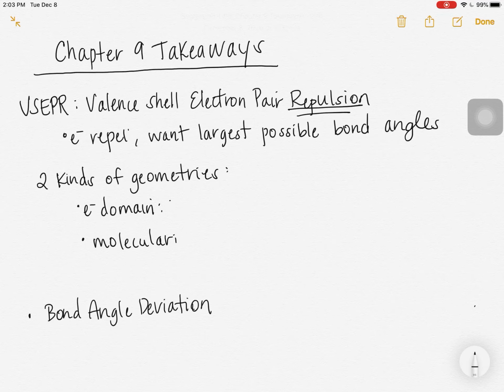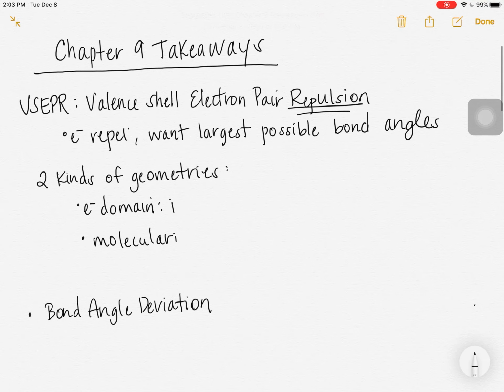an acronym. Of course, it stands for valence shell electron pair repulsion. If we had to pick the best or the most important word in that, it would be the R for repulsion. So basically, we say that the governing idea of VSEPR is that electrons repel each other, and they want to be as far apart as possible. So they're going to want to achieve a geometry with the largest possible bond angle. There are two kinds of geometries, of course.